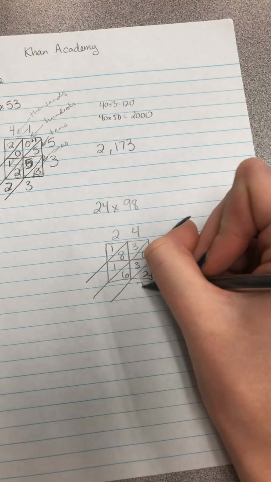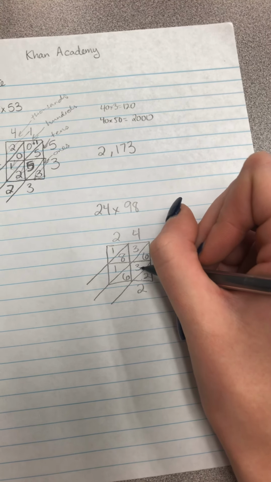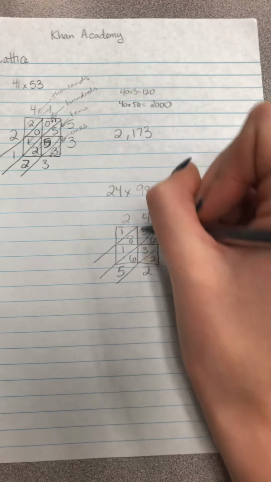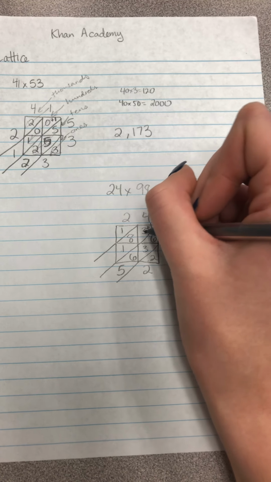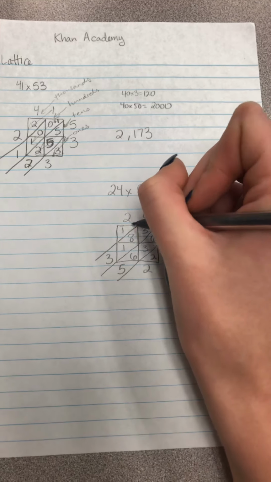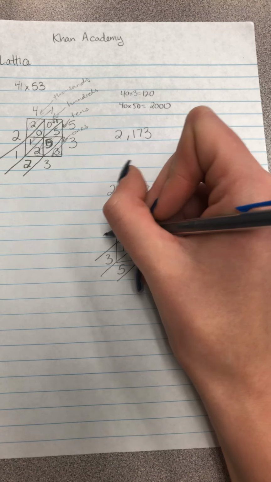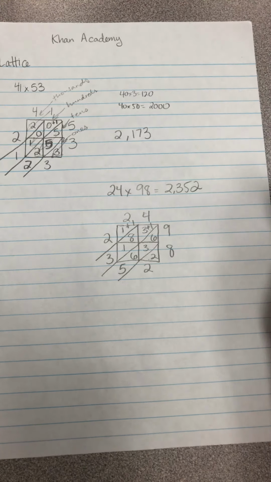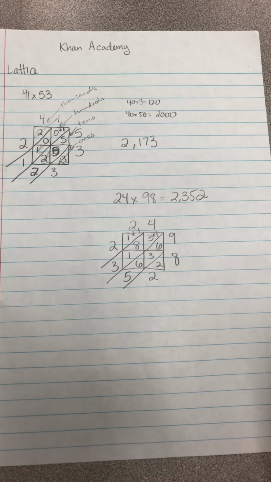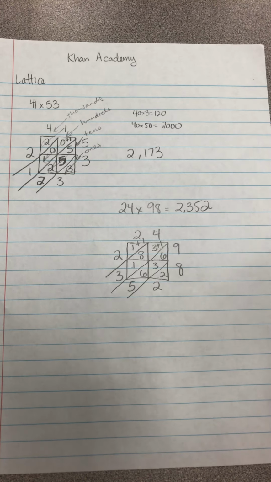I add across. 2, 6 plus 6 is 12. Plus 3 is 15. So my 5 goes there. 1 comes up here. Then I add again. 8, 9, 10, 13. So a 3 here. I regroup. I get 2,352. So again, kind of a weird way, very visual, takes out the zeros, and the kids love it.